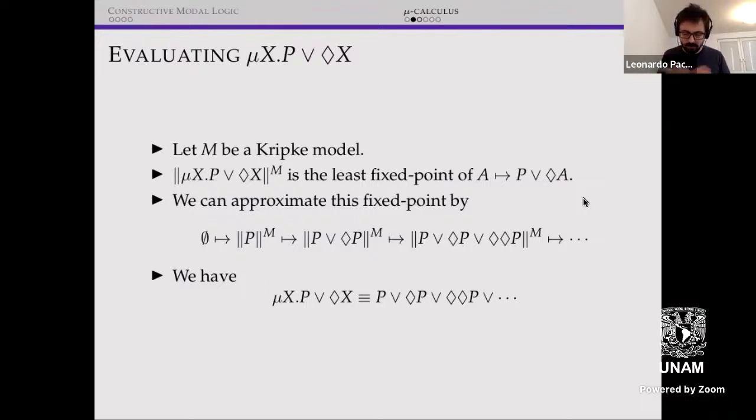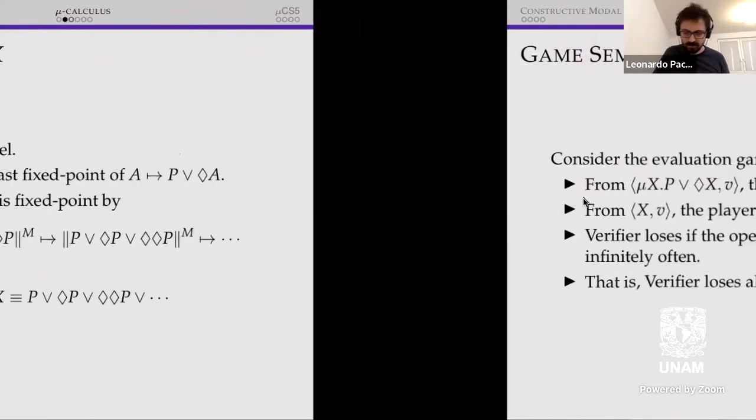We just start with nothing and apply it once, and apply it once more, and keep doing it. So we get the empty set, and P, and P or diamond P, and P or diamond P or diamond P, and so on. So in the end, this formula is going to be equivalent to this formula, which is not a formula in the grammar, but you can think of it like eventually P is accessible. So you can do this approximation. And okay, we can think of this in the setting of the game semantics.